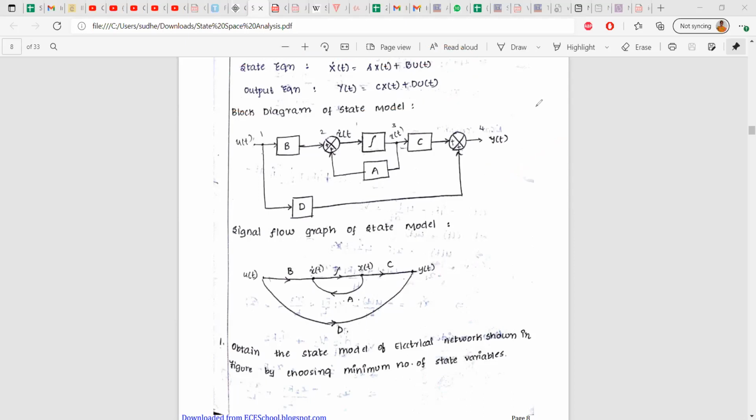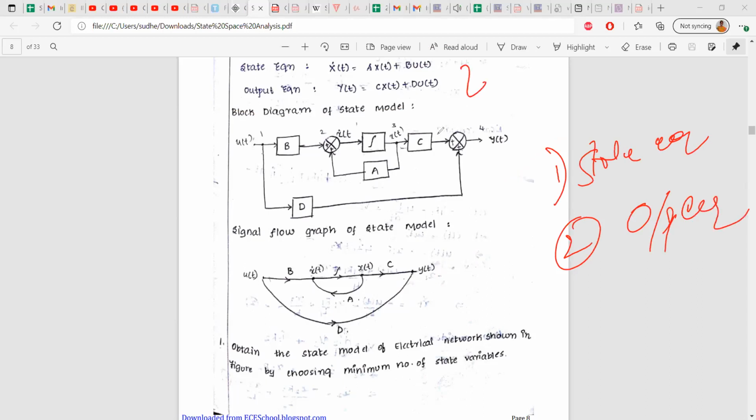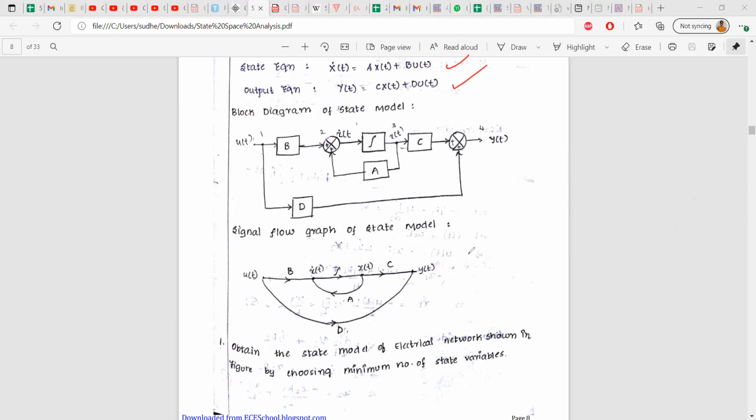So what equations do we have in the state model? One is the state equation. The second is the output equation. These two are very important: the state equation and the output equation. Is it clear, all of you, till now?